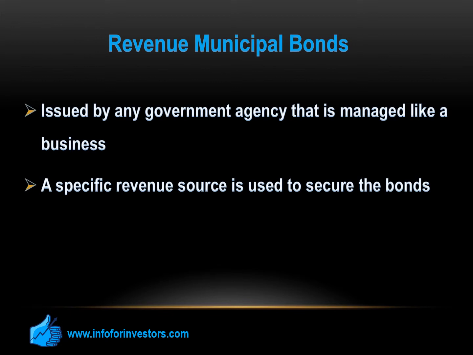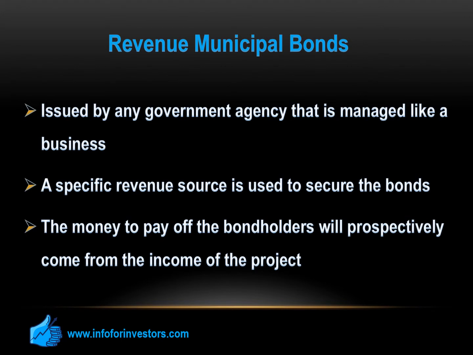This means that the money to pay off the bondholders will prospectively come from the income of the project that it will finance. For example, a town might issue revenue bonds to finance the construction of the local stadium. The town officials will use the rental income of the stadium to pay off the bondholders. Similarly, the officials will use whatever other income the project generates to retire the bonds that funded them.